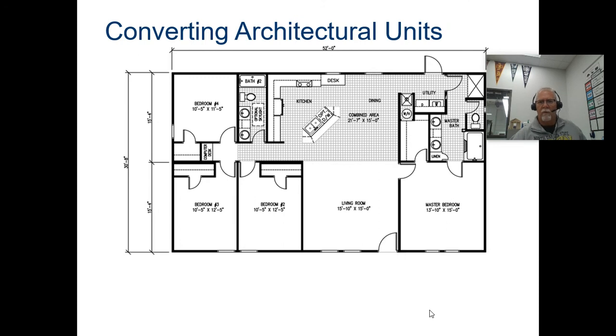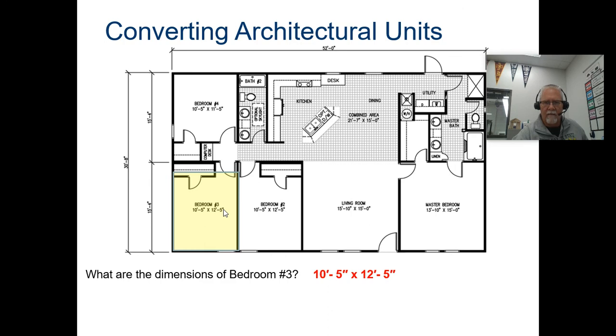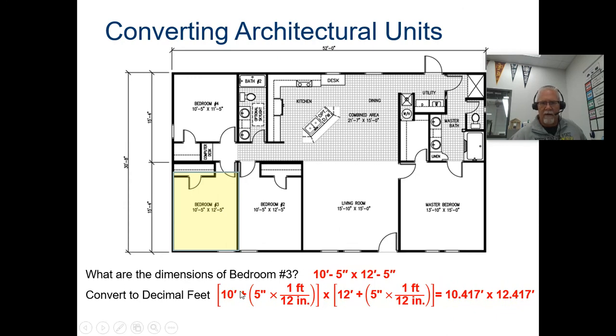Okay? So we'll use this a little bit in our activities. We'll start to become familiar with floor plans already. If we want to figure how much flooring we need for bedroom number 3, it's very difficult to multiply 10 feet 5 inches times 12 feet 5 inches. This is where converting to decimal feet comes in. So what are the bedroom dimensions for number 3? Well, we would take 10 feet 5 inches and convert that. Remember how we did that? 10 feet 5 inches, that's a really difficult way to multiply. But if we convert that first, 10 feet, so we take our feet plus the inches divided by 12. We multiply that times 12 feet, which is the other dimension, plus the inches divided by 12.